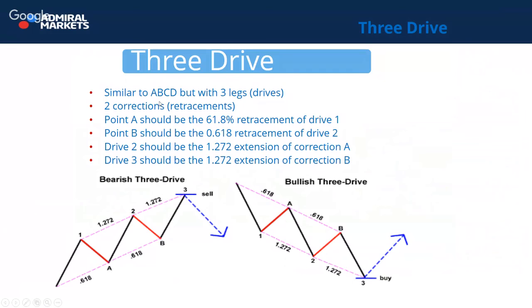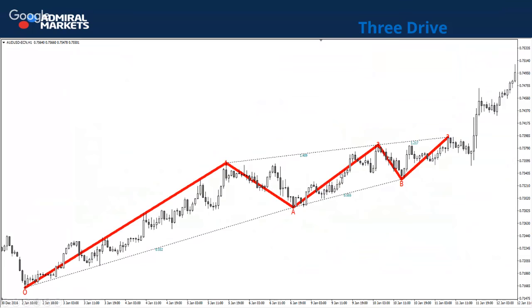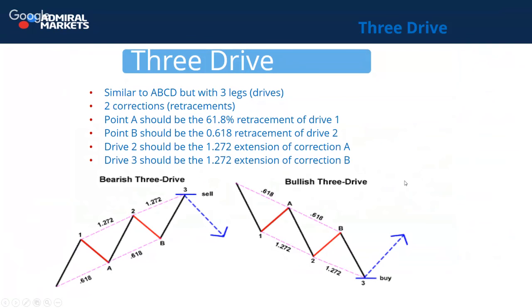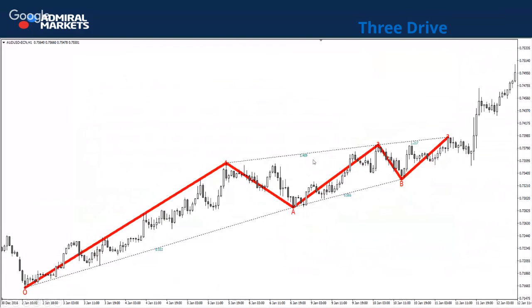Three drives is similar to ABCD. It has three legs that are called drives. The perfect ratio between these points is 61.8 and 272. And you see that is a perfect three drive. But occasionally, we won't be seeing that perfect drive, but rather some forms of retracement such as this. For me, it's important that the distance between the initial point and point A is the same as it is between point A and point B, and that is very close to 61.8 or higher, or here, as you can see, it should be higher than 272. It does not need to be that equal, okay, but it should be close or higher than 272.